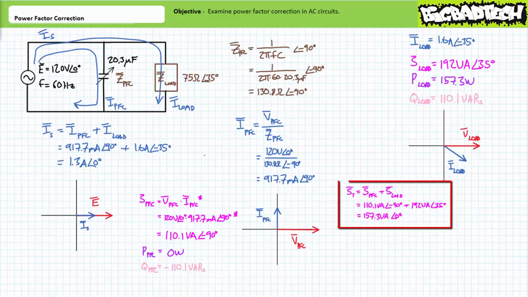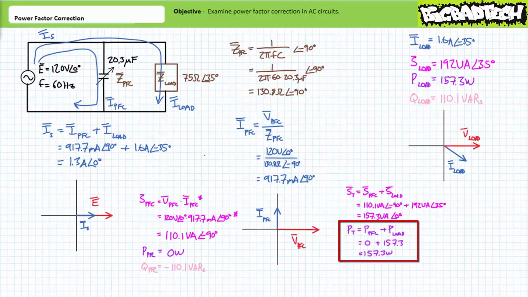When we look at the complete system, total apparent power is the summation of apparent power delivered to the power factor correcting capacitor plus apparent power delivered to the electrical load. Substituting our given values yields a total apparent power figure of 157.3 volt amperes at an angle of 0 degrees. Similarly, one can solve for total real power where total real power is the summation of real power delivered to the power factor correcting capacitor plus real power delivered to the electrical load. Substituting our given values yields a total real power figure of 157.3 watts.